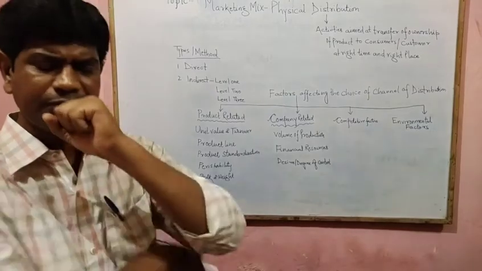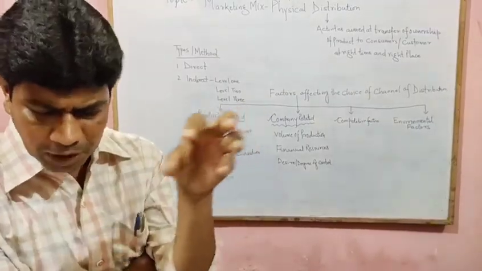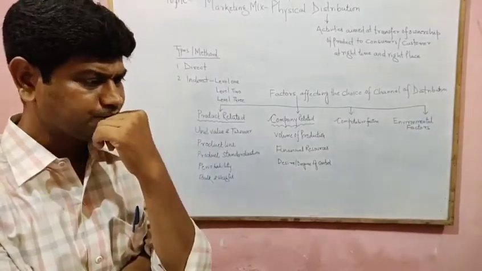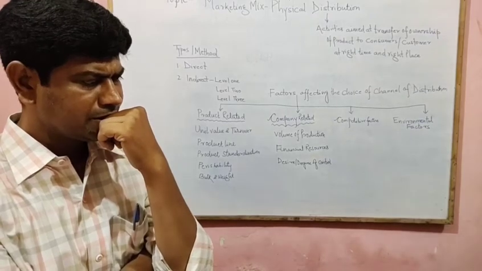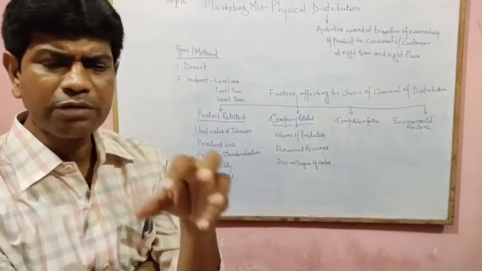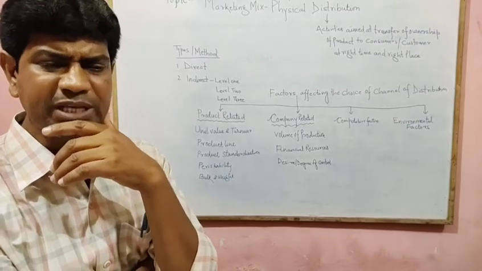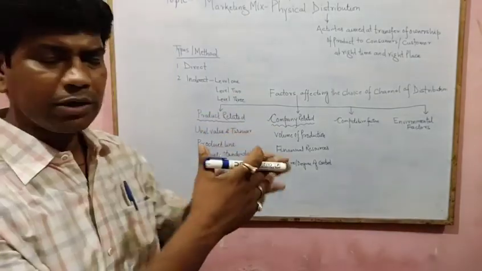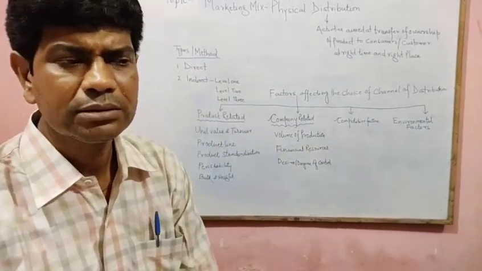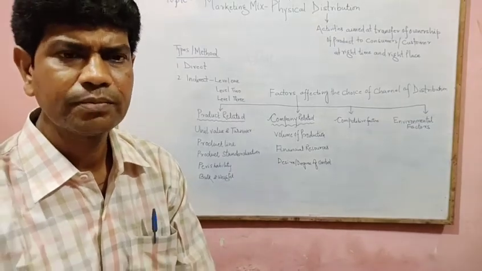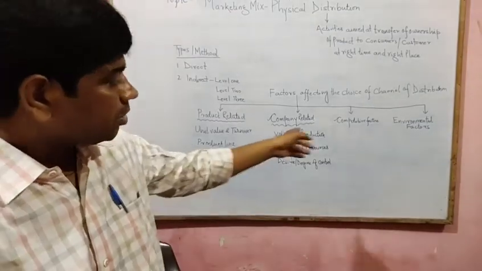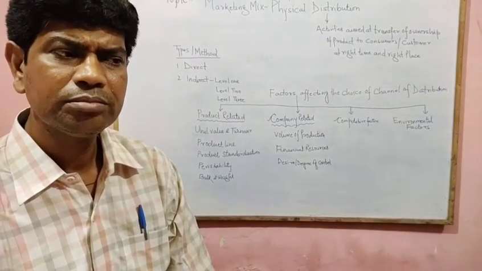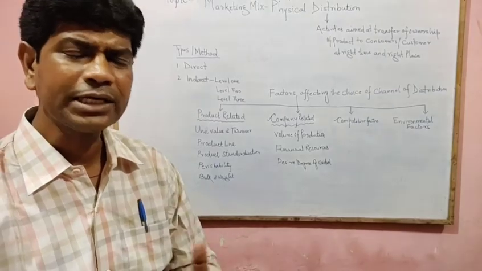Let us take a small scale producer who produces on a small scale. Generally he does not find himself in a position where he can directly open a retail outlet or have a sales force and sell the goods directly. So therefore this volume of production determines whether a manufacturer would go for a direct channel or an indirect channel.